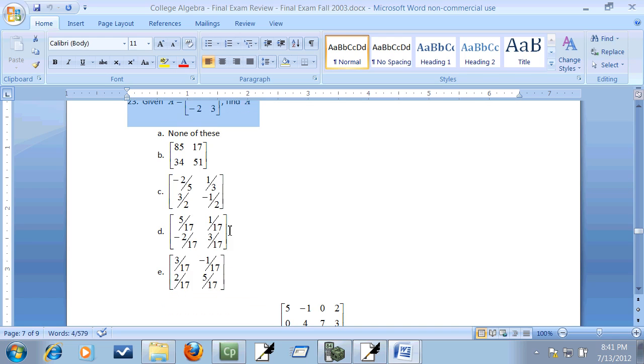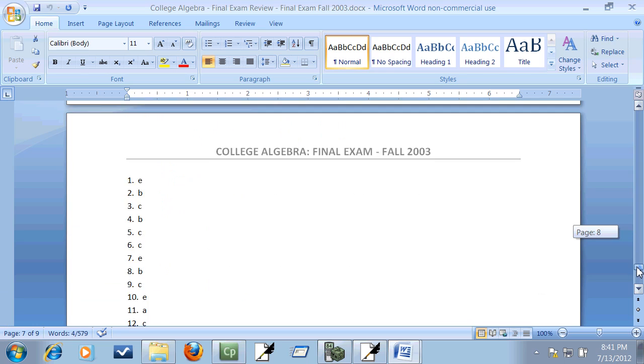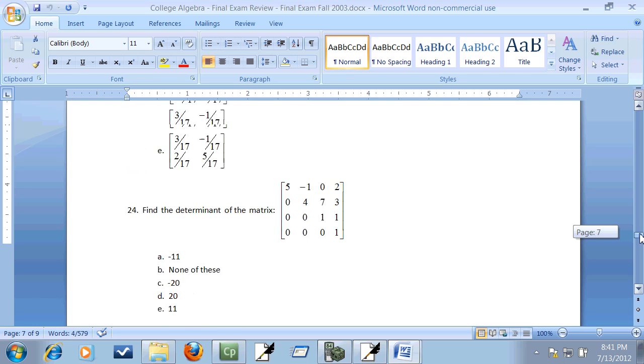3/17, negative 1/17, 2/17, 5/17 would be E. So 23E. And it checks.